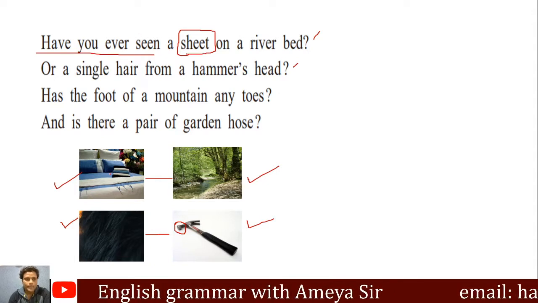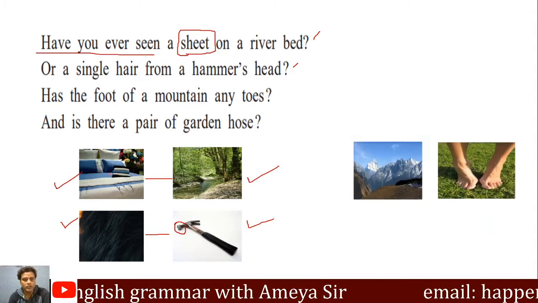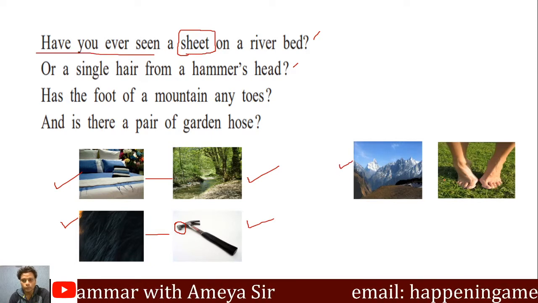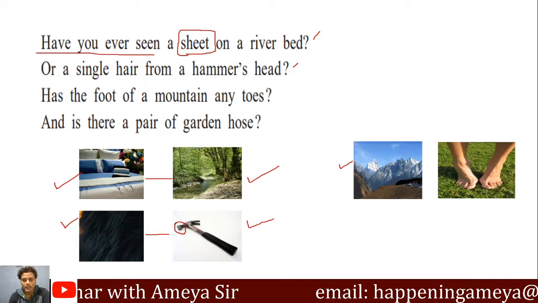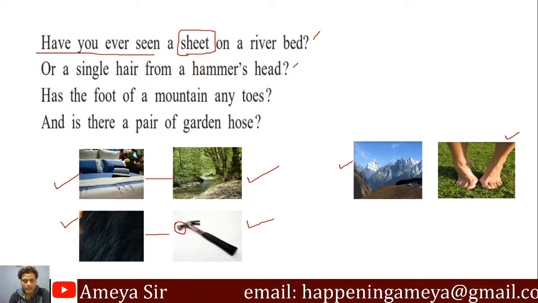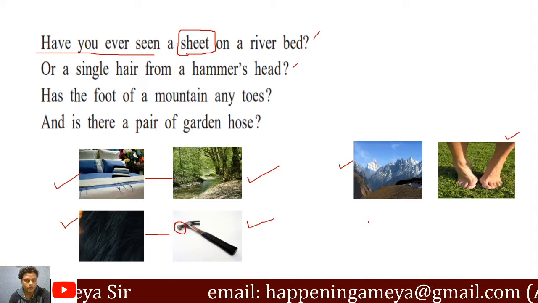The third one, has the foot of a mountain any toes? So clearly if you're looking at a mountain range, you say that there are foothills, but then you don't expect it to have a toe. So again, a very good example of pun.